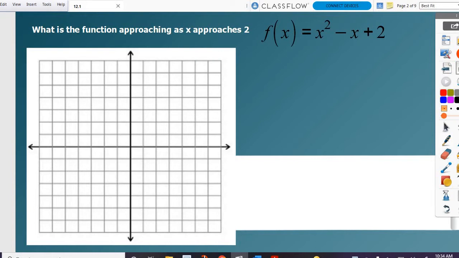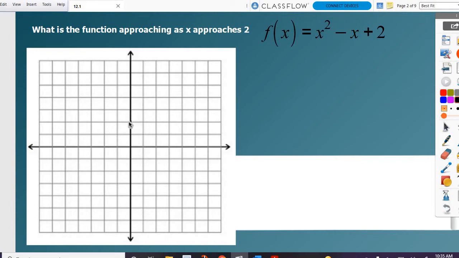So what are we wanting to look at? The overall motion of the graph. So what might be helpful to do? Graph it. What type of graph is that going to be? It's a parabola. Where is the vertex? Plus 2 is going to be where my y-intercept is.